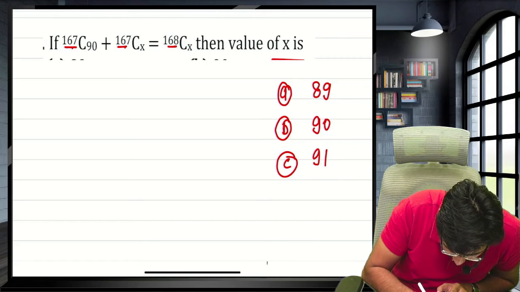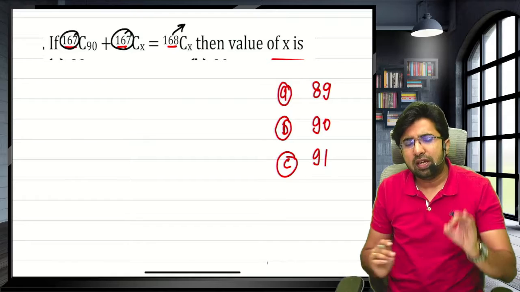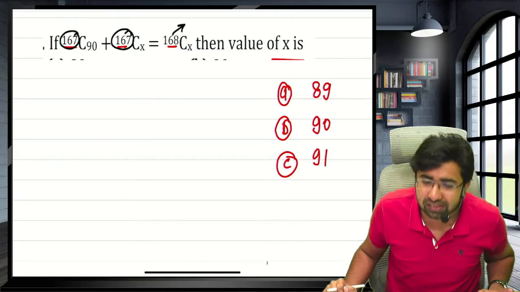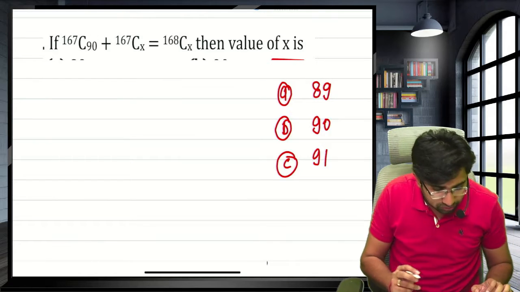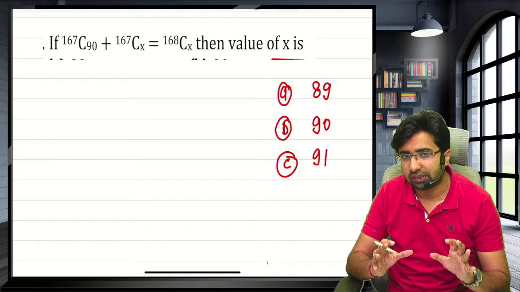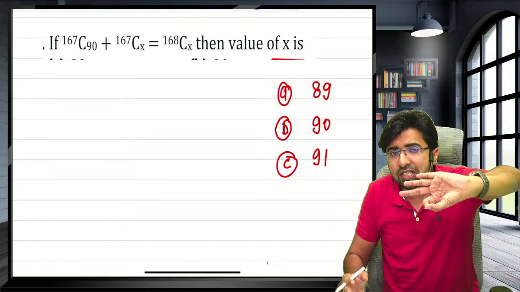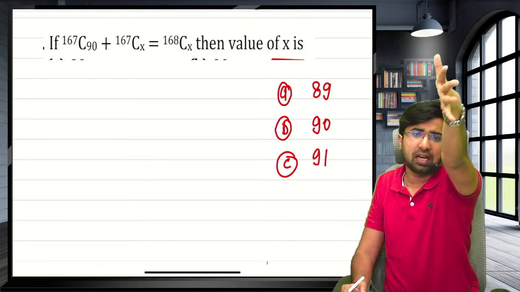Guys, you can see it is n, and here it is increased by 1. It is n plus 1. There is a high chance, Aman sir, that this may be a question on the Pascal law. Now guys, I don't want all of you to waste your time solving these questions. We just need to check which option will justify the Pascal law.